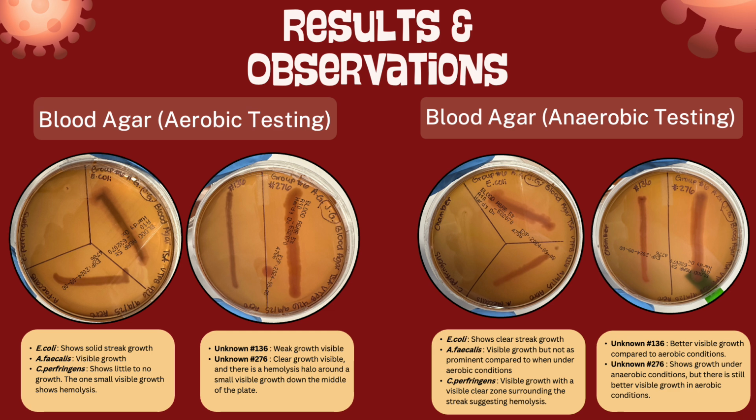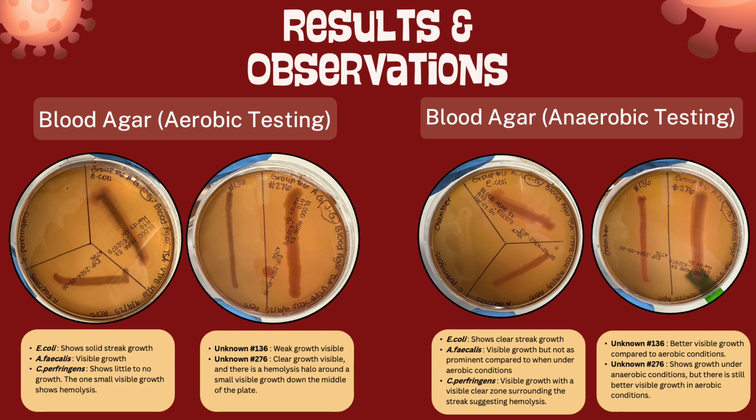Now for anaerobic testing, we can see that E. coli shows clear streak growth. It is also a little bit blurry on this plate, but it does seem to be more prominent than on the aerobic testing. A. faecalis did show visible growth, but not as prominent compared to when under aerobic conditions.